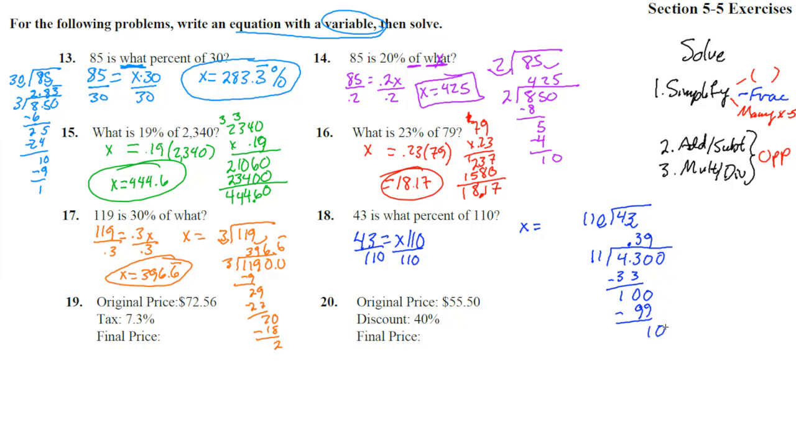Bring down the 0. 11 goes into 10. It does not. So let's bring down one more 0. Oh, and we're just going to repeat that from right here. So 3, 9, and then 0, 9. Oh, so we've got enough. If you go 2 decimal places, it's 39.09 or 39.1%.